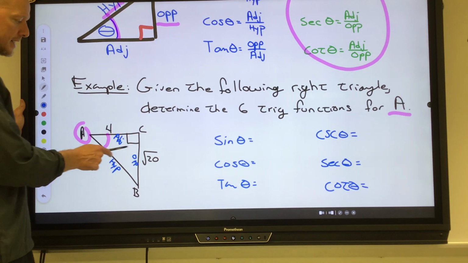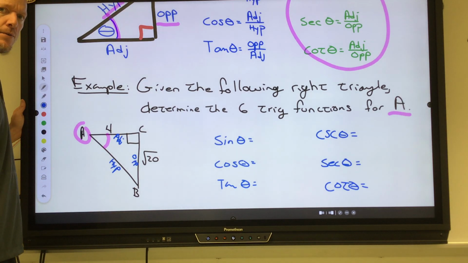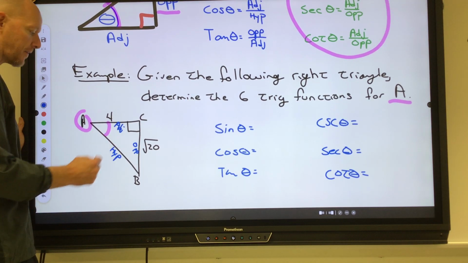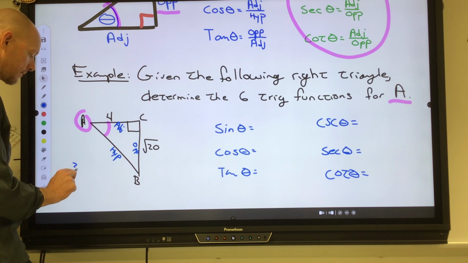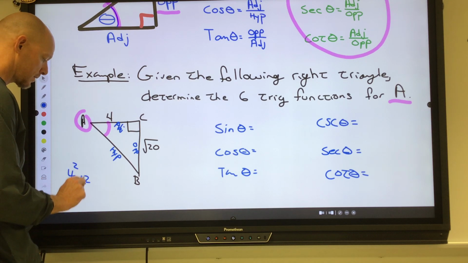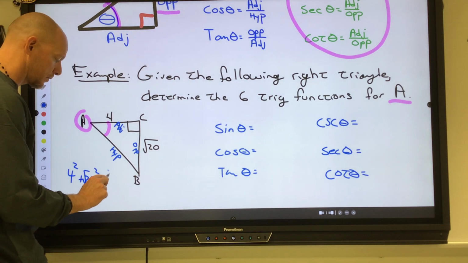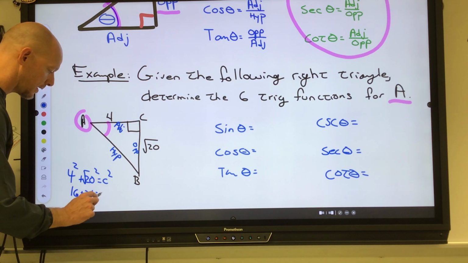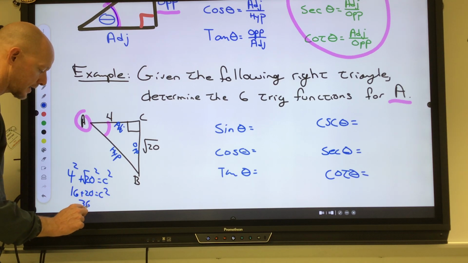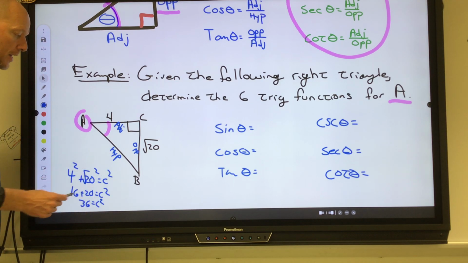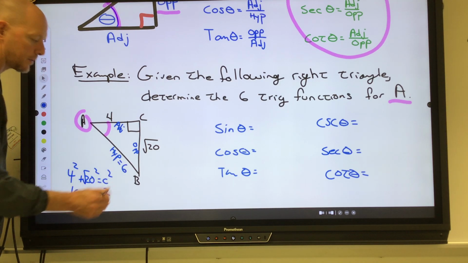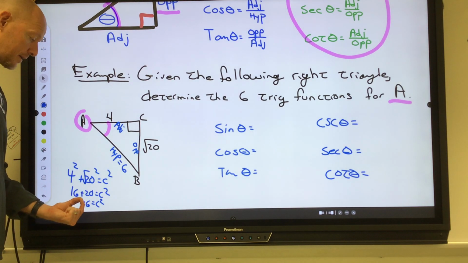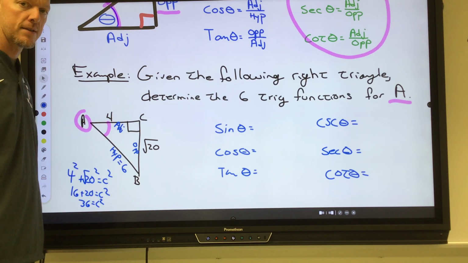So if we go here, I want to find sine of theta. Well, sine is opposite over hypotenuse, but I don't know the hypotenuse yet. This is where we go back to our geometry roots and realize I can find the hypotenuse using the Pythagorean theorem. 4 squared plus square root of 20 squared equals c squared. So this gives me 16 plus 20 equals c squared. 36 equals c squared, or in other words, my hypotenuse is equal to 6. Keep in mind, the Pythagorean theorem gives us the square of the hypotenuse, and I have to take the square root of that, which is why I get the 6.